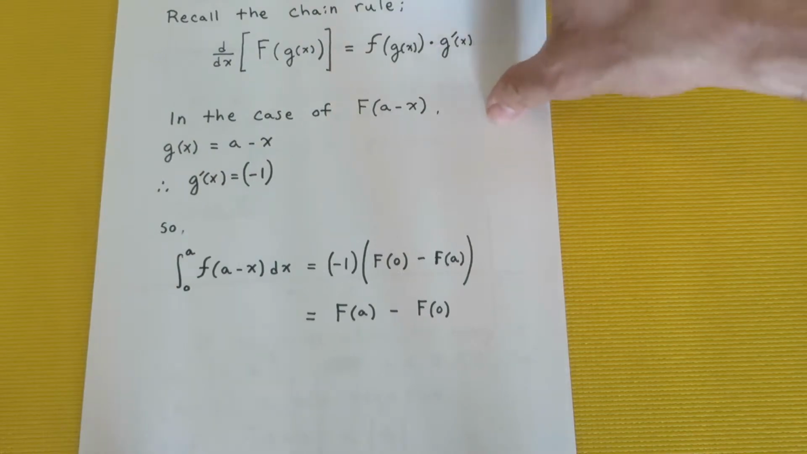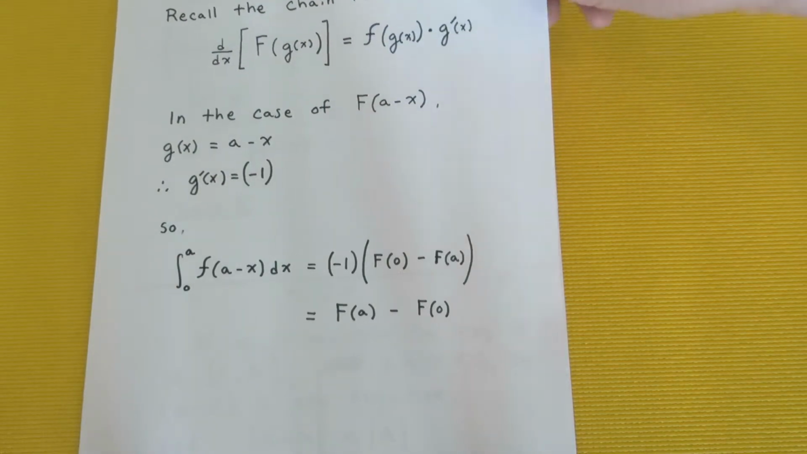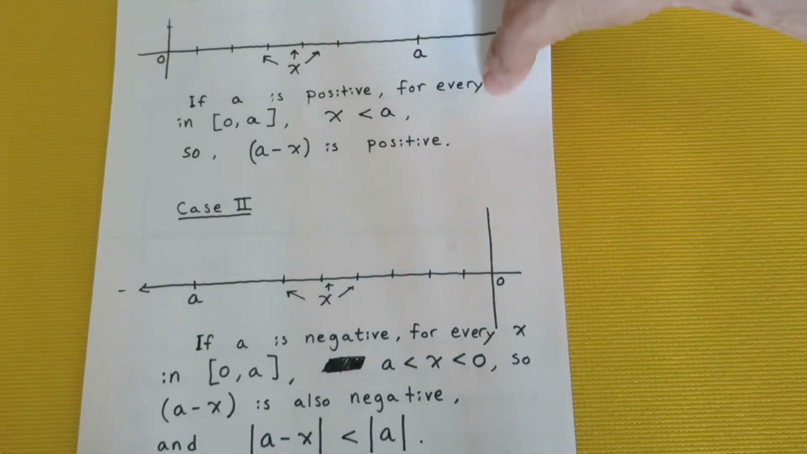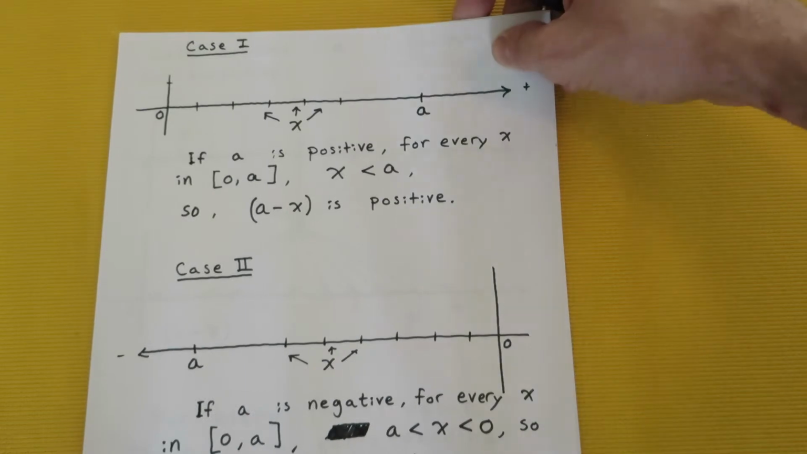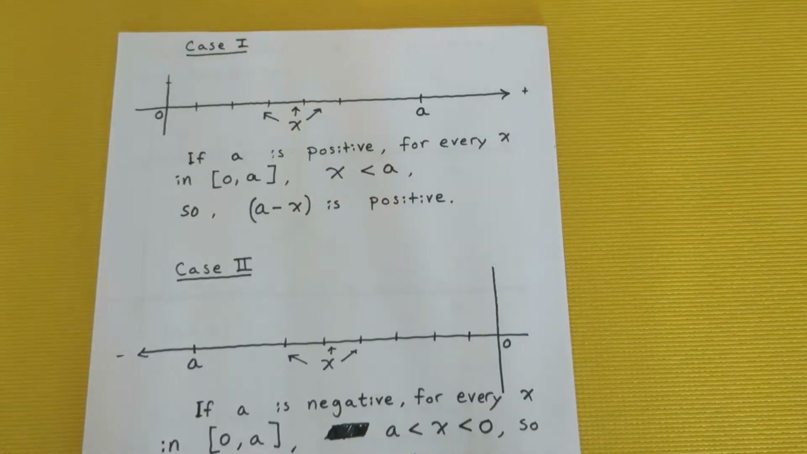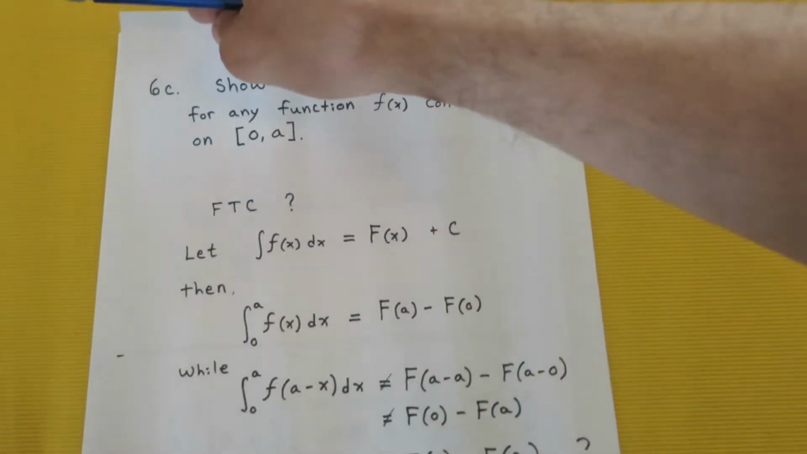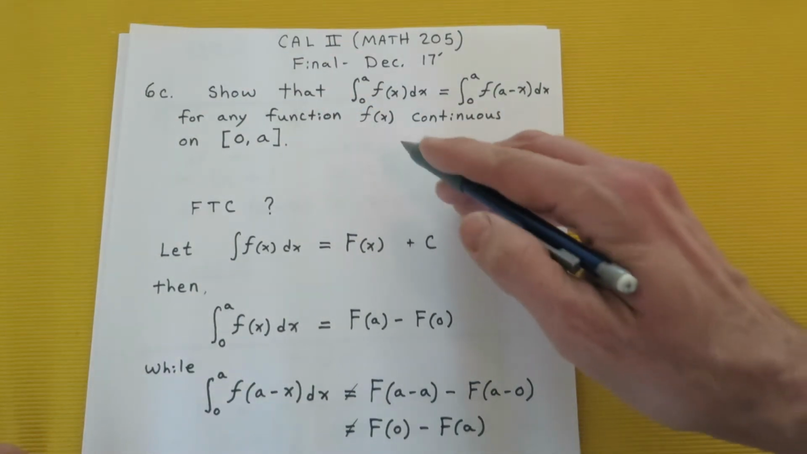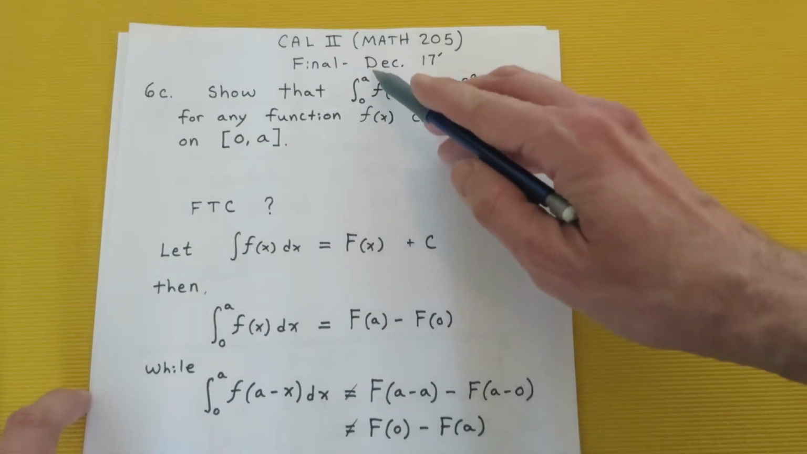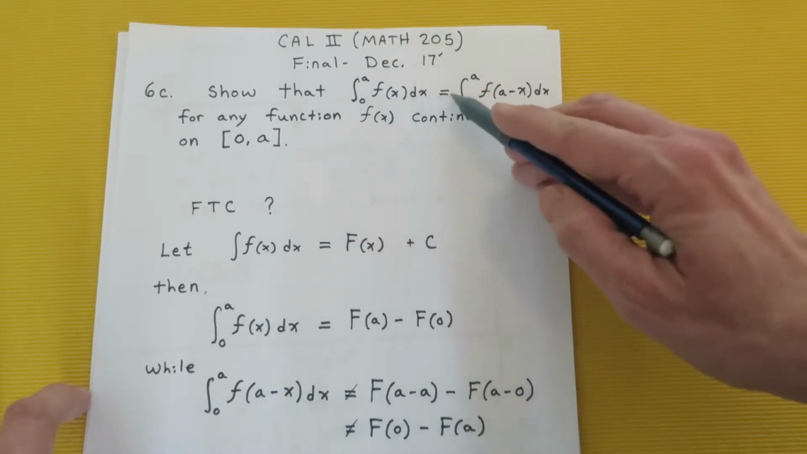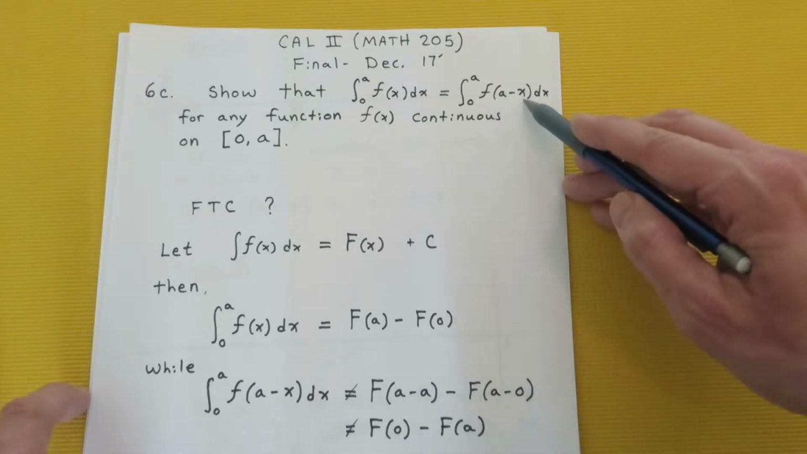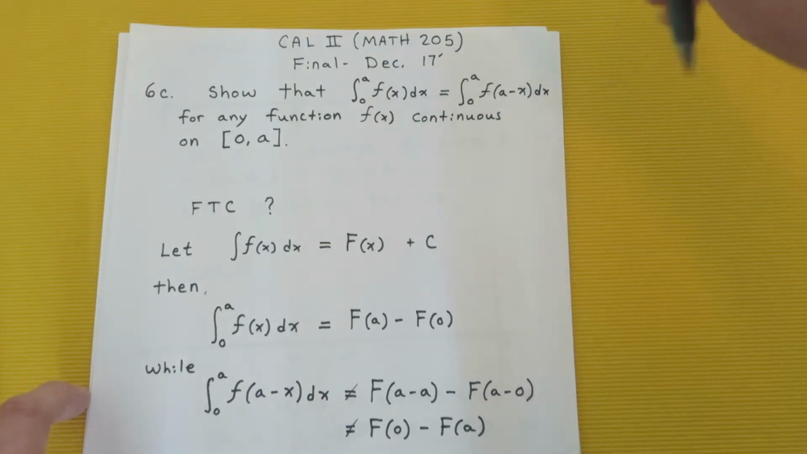I want to offer you a little bit better geometric interpretation of this. So let's just go back and clarify here what it is that we're trying to prove before we go any further. We're showing that the integral from 0 to a of f of x dx is equal to the integral from 0 to a of f of a minus x.